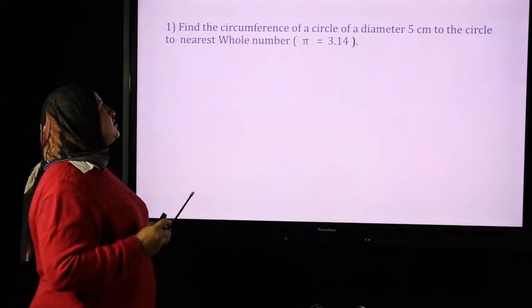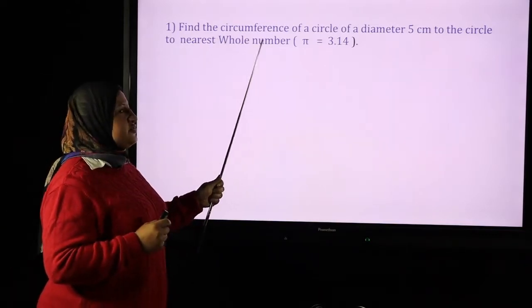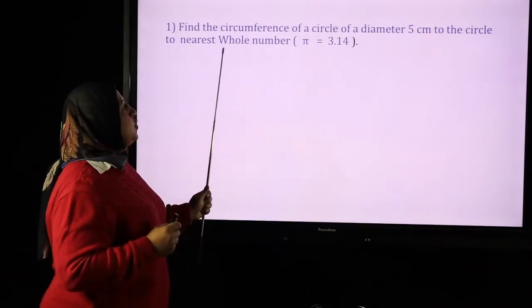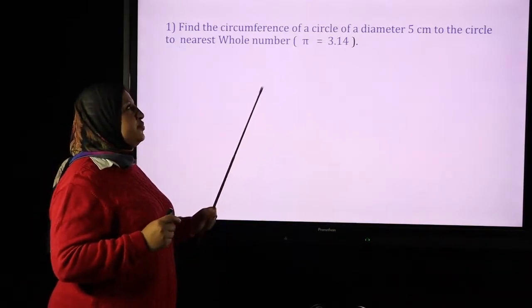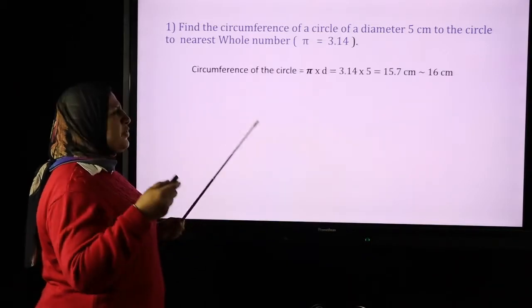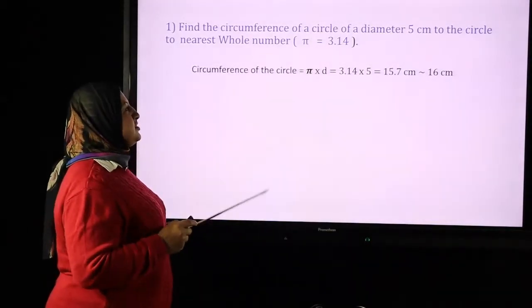Let's start with exercise number 1. Find the circumference of the circle of diameter 5, to the nearest whole number. The pi here equals 3.14. It's a given number. Okay, we have to draw the magic triangle in the exercise.